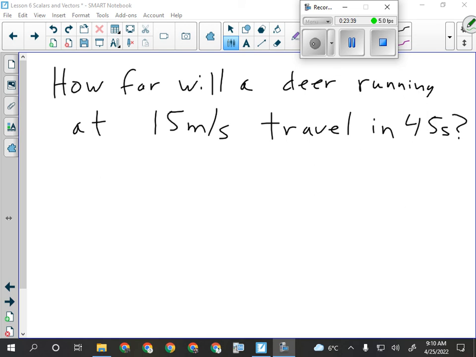First thing it says is, how far will a deer run? How far. Is that looking for distance or displacement? Distance. How far is distance. If it said how far and in what direction, then we'd be looking for displacement. So we're looking for distance. How far will a deer running at 15 meters per second? What did they give me there? Speed, velocity, time, what did they give me? Speed. How do I know it's speed and not velocity?